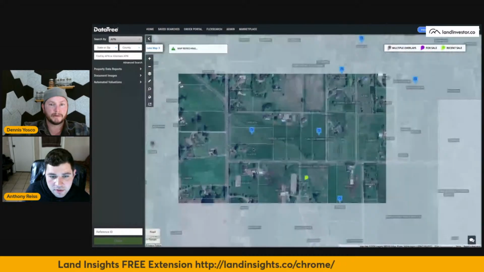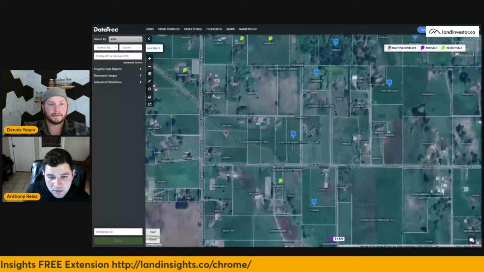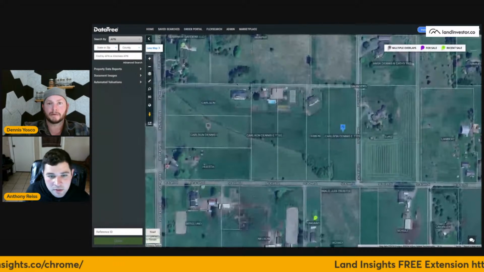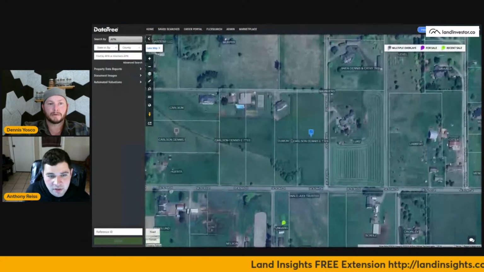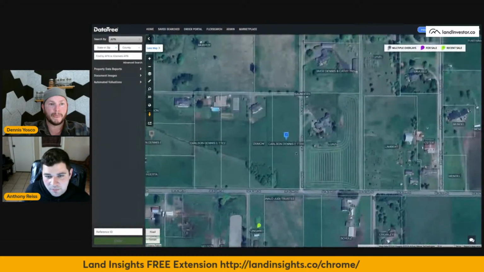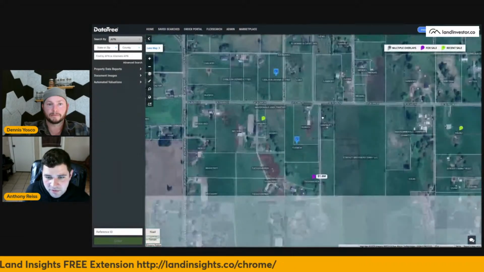Carlson Dennis. This looks like a backyard. They own a good chunk of land. This one, Carlson Dennis, is probably the same person, and maybe sold. Yeah, this is the same person. They have like 3 houses on different lots. This one's nice though. If they want to end up selling that, I'll just leave that in there.